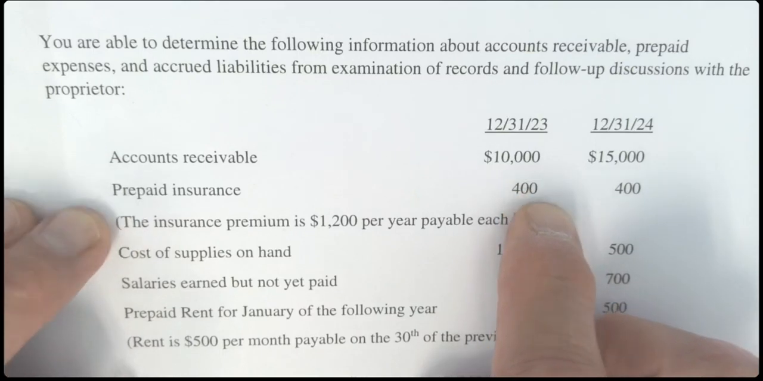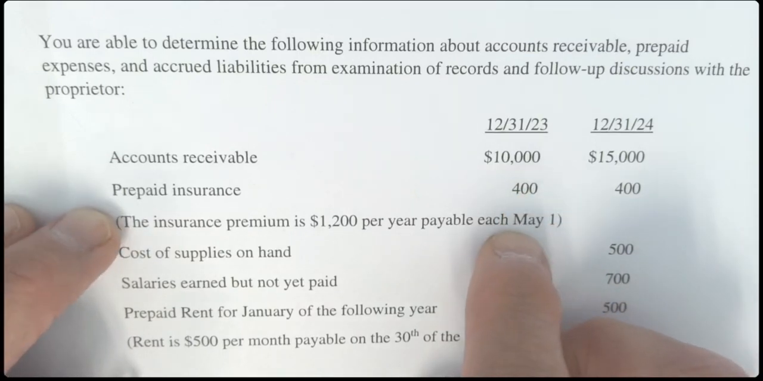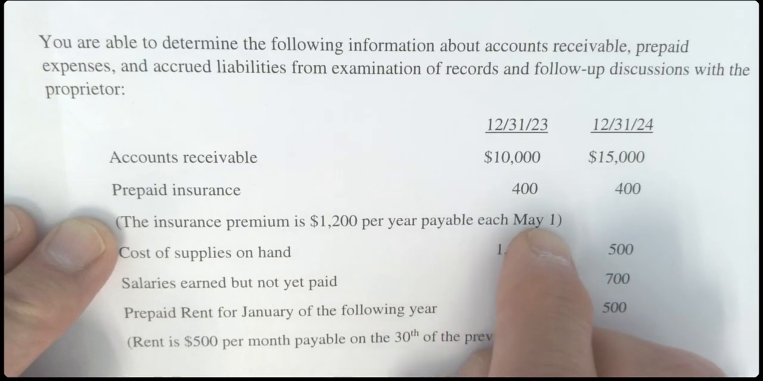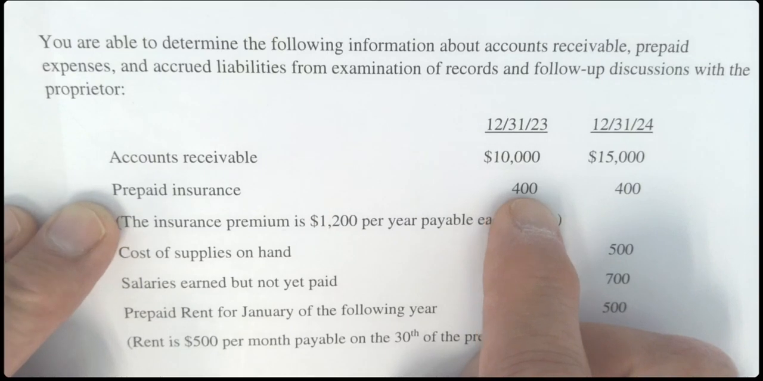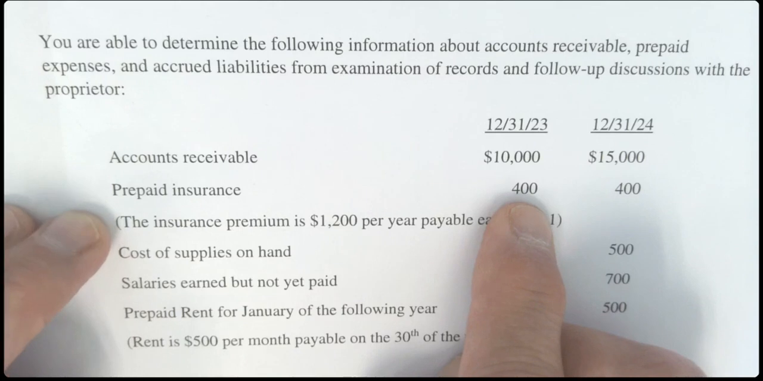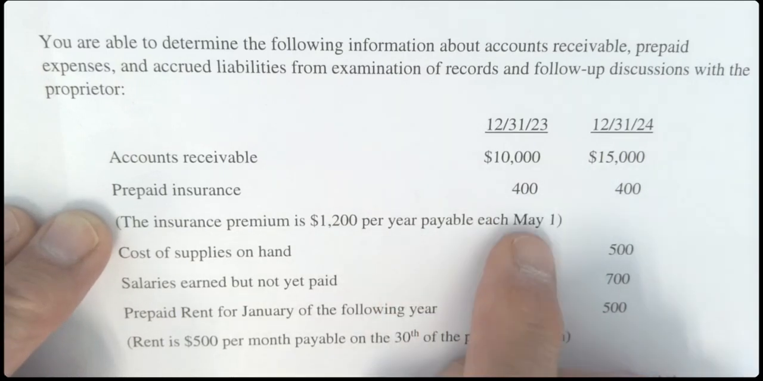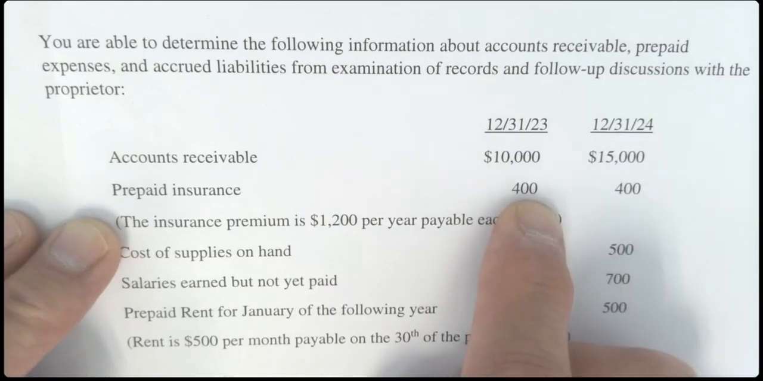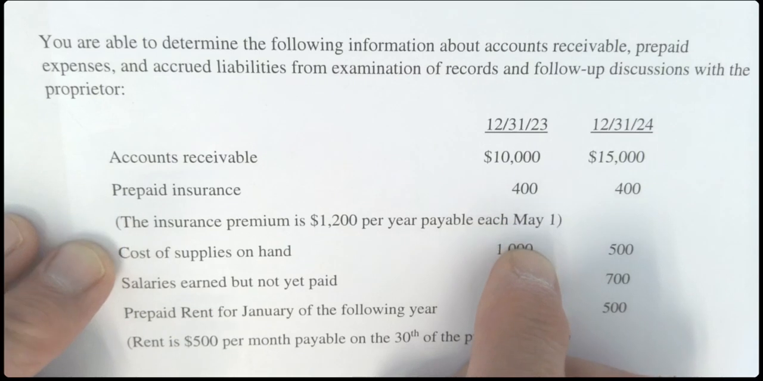Prepaid insurance, the insurance premium is $1,200 per year, payable on May 1. Thus, if we make the payment on May 1, the prepaid insurance account, that's $100 a month, and there's 4 more months in the policy, January, February, March, and April. So we had prepaid insurance at the end of every year of $400, where we were still going to be insured for another third of the year.